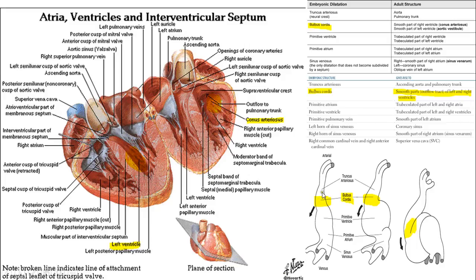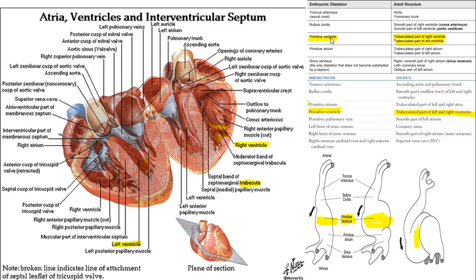Well, what is it that squeezes blood into the aorta and pulmonary trunk? The ventricles. The right ventricle pumps blood into the pulmonary trunk, and the left ventricle pumps blood into the aorta. So this bulbus cordis, which is the next part here, is going to be the part that becomes the ventricles down here, the left ventricle and the right ventricle. Conus arteriosus and aortic vestibule. So that's the adult parts.